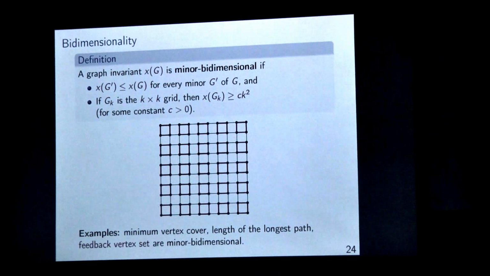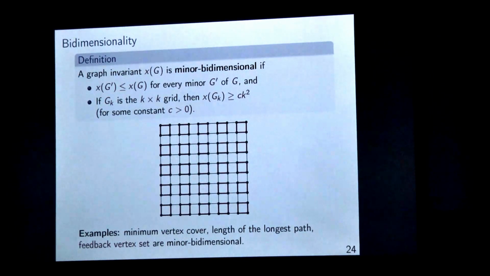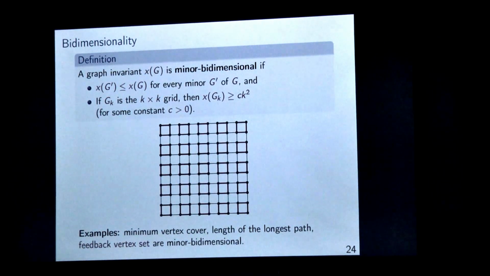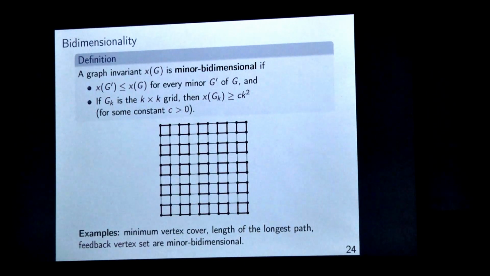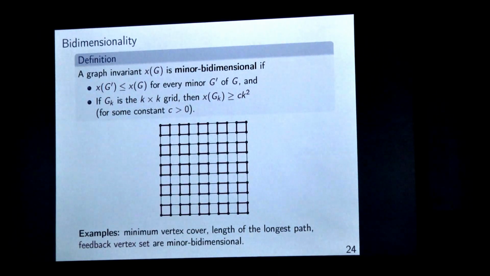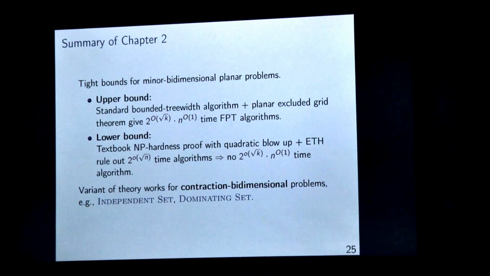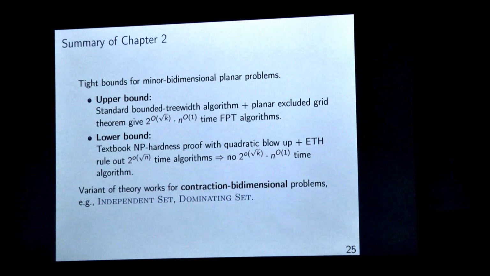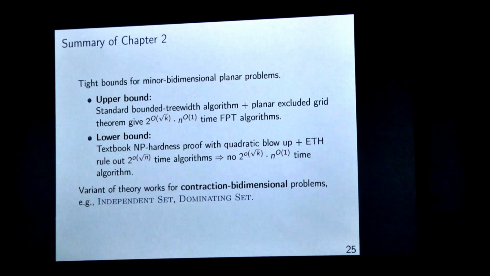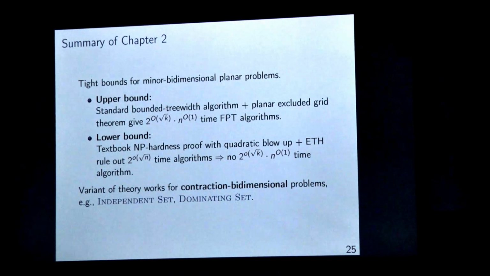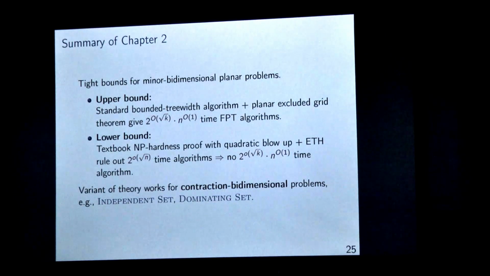So this is what I mean by minor bidimensional. The solution does not increase under taking minors, and on the grid, its size is at least c times k squared. And so this is the end of the chapter. Basically, this is what we do with bidimensionality. Is that standard bounded treewidth algorithm, planar excluded grid theorem gives you an algorithm, and a very trivial NP-hardness proof with quadratic blow up gives you a lower bound. Independent set, dominating set.